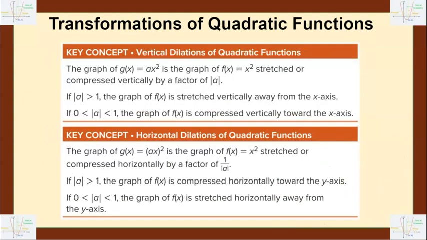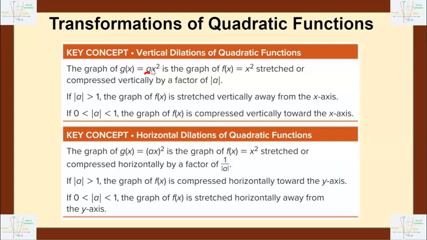Other parts, we have dilations. That is referring to the a, the number in front of the x squared, or the quadratic term. Now we're going to look at a. A is going to determine is it going vertical or is it going horizontal, the stretching or compressing. So are we doing a vertical stretch, vertical compression, horizontal stretch, or horizontal compression.